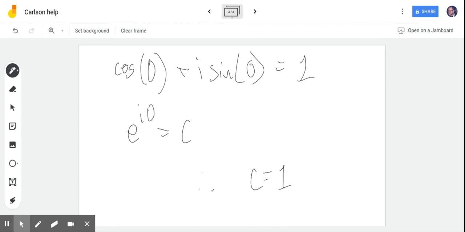Therefore, our whole equation at the beginning, cosine theta plus i sine theta, wow, that was a bad one, equals e to the i theta. So, hope that helps you, man. Good luck.